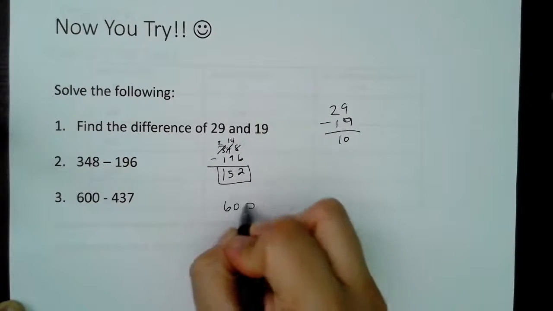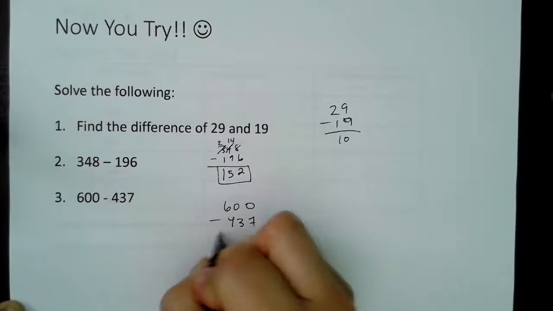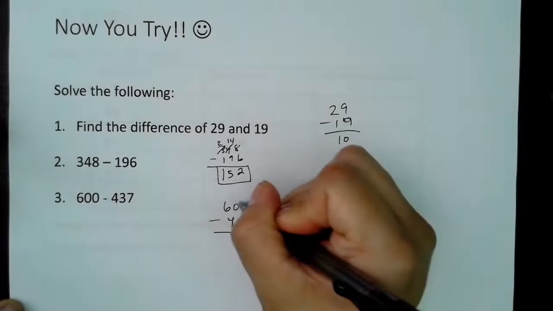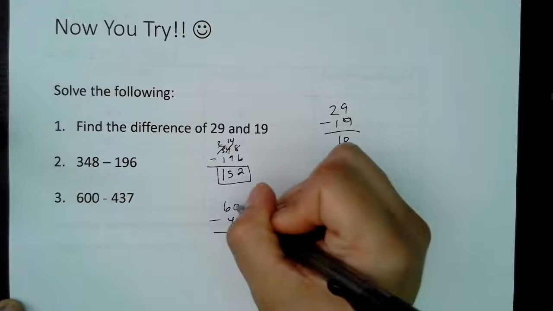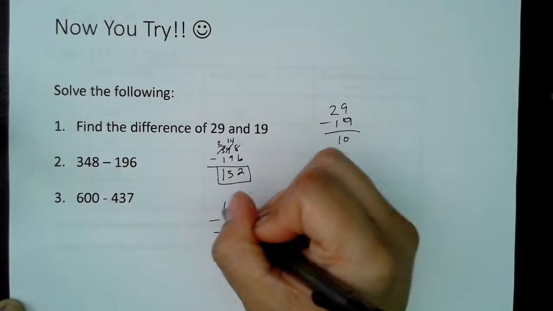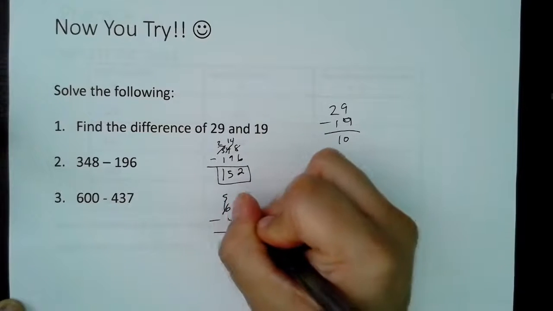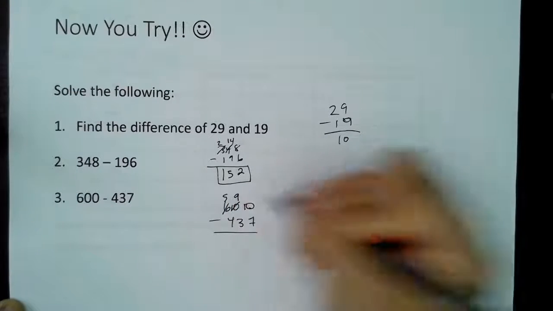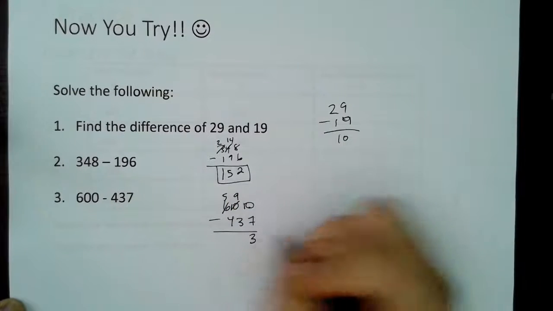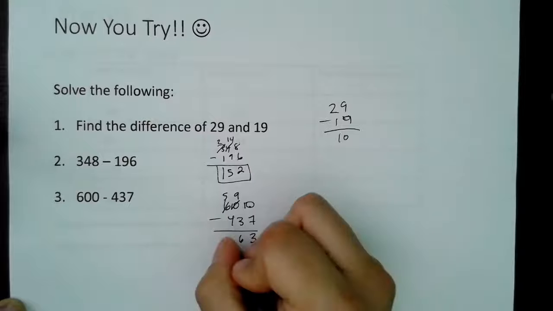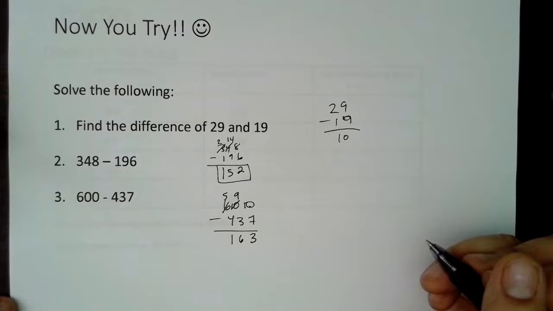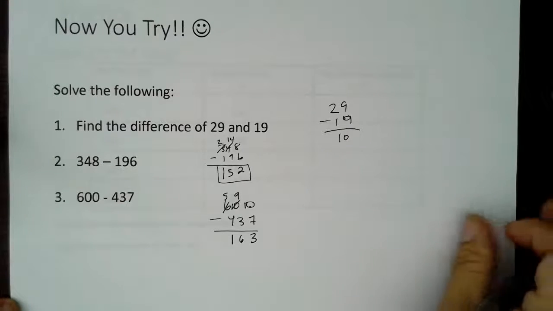And then if you have 600 minus 437, you're going to have to do borrowing a couple of times. In order to borrow from this, it's a 0, so you need to borrow from the 1 over. So this turns into 10, but then you still need to borrow 1, so this actually becomes 9. So this is 10 minus 7, that's 3. 9 minus 3 is 6. 5 minus 4 is 1. So 600 minus 437 becomes 163.